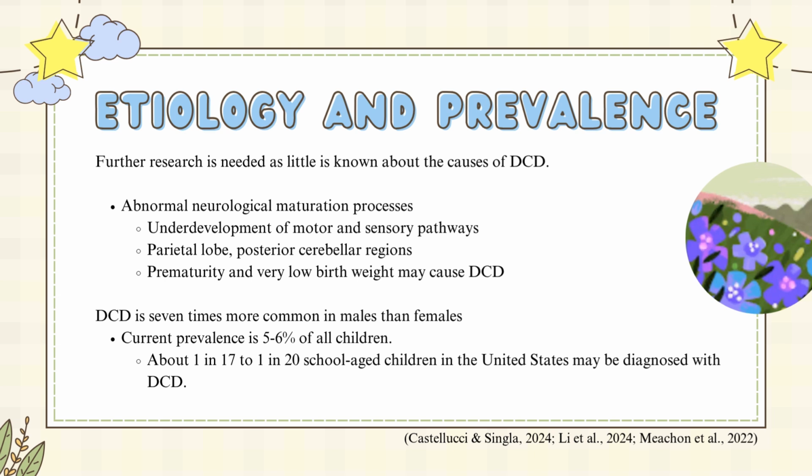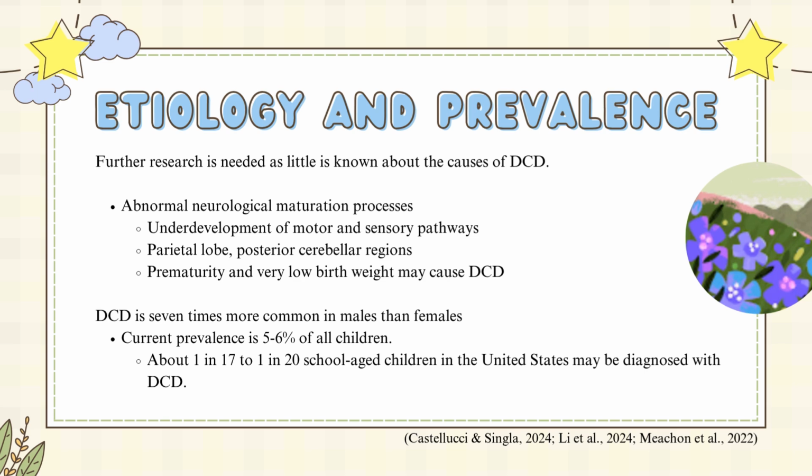So, after researching the cause of dyspraxia, I did find that further research is needed as little is known about the causes of this disorder. But I did find that abnormal neurological maturation processes do occur. It has been found that the underdevelopment of motor and sensory pathways, along with the abnormal parietal lobe and posterior cerebellar regions in the brain, do contribute to the etiology of this disorder.